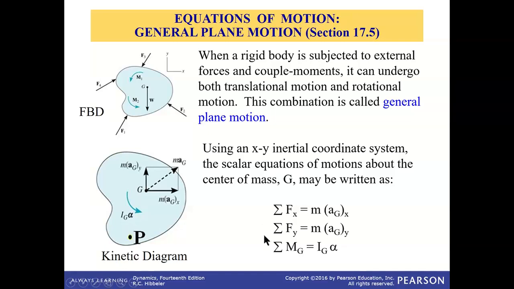So equations of motion, we use the xy coordinate system for a rigid body, the xy inertial reference frame. So sum of forces in x direction is mass times x acceleration, sum of forces in y direction is mass times y acceleration, and sum of moments about the center of mass is Ig alpha.